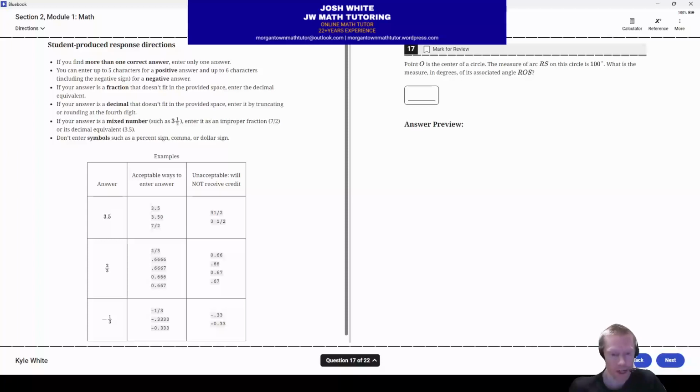Now for number 17, we have a circle. O is the center, and we have an arc RS. Here's R, here's S. It is 100 degrees. And they want to know what's the measure of the angle associated with this, ROS. So ROS is a central angle, and the measure of a central angle is always equal to the measure of its corresponding arc. So the answer to this one is just 100, and that's it. Nothing else to do for this problem.